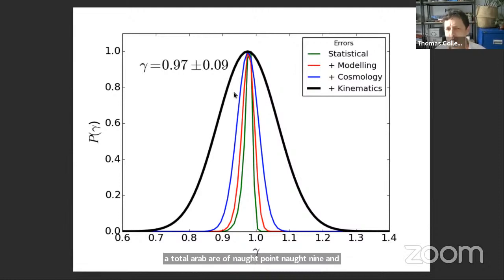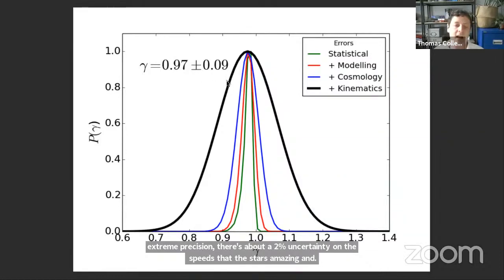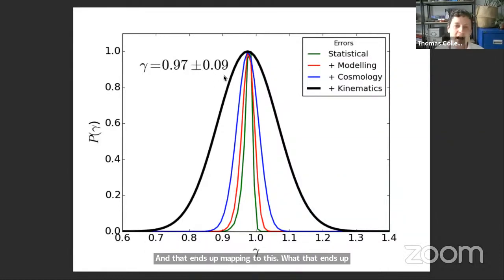And that error bar is mostly dominated by our inability to actually measure the stellar kinematics to extreme precision. There's about a 2% uncertainty on the speeds that the stars are moving at, and that ends up mapping to this. Well, that ends up being 8%, 0.08, of this uncertainty here.